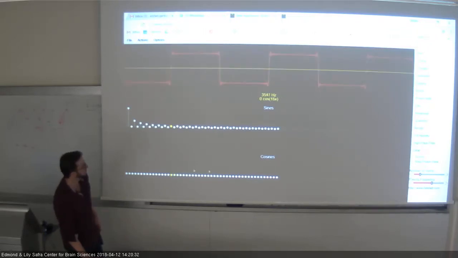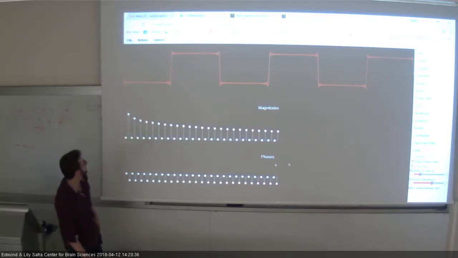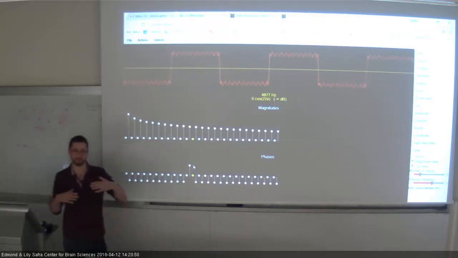Oh wait, no, this is not the phase. Sorry. So we took one of these values and we changed the phase, and suddenly we get this oscillation where it wasn't there before, right? And this is because the phase really matters.